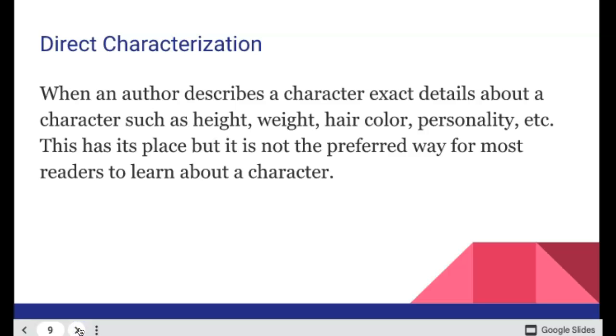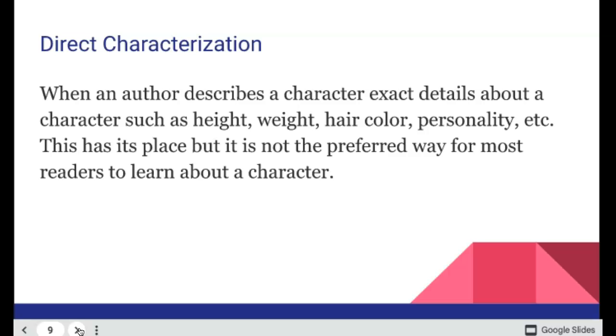All right, the last two details here are really important. A good writer uses the mix of direct and indirect characterization. Direct is when an author tells us exactly what someone looks like, what they act like, what their personality is like. But it's not the most preferred way.